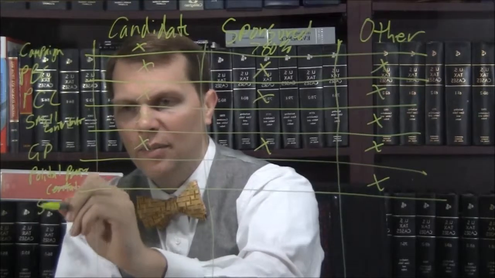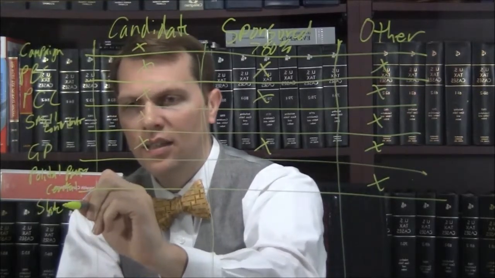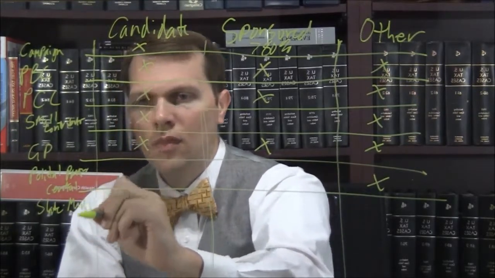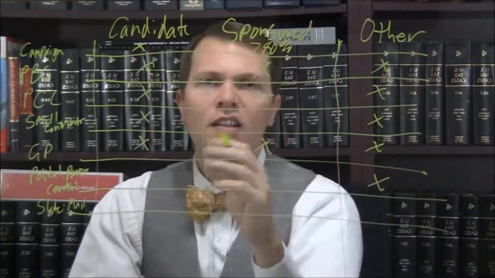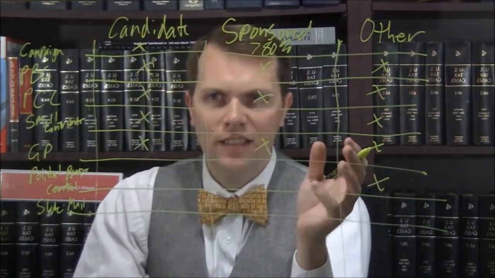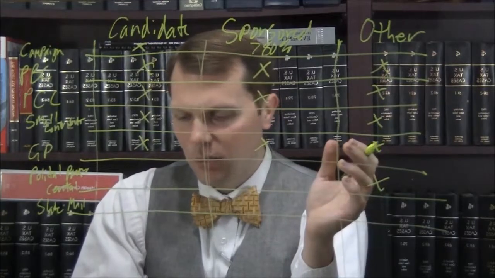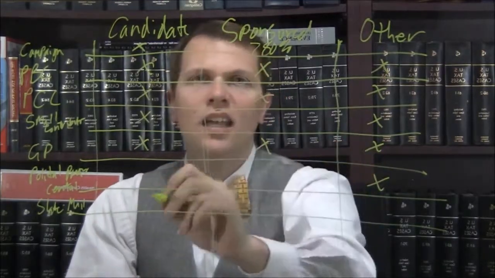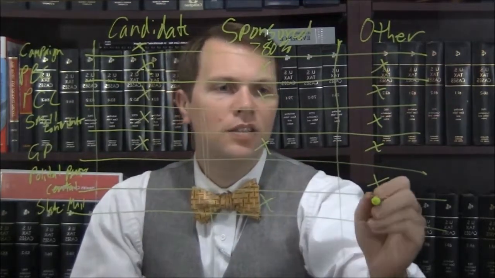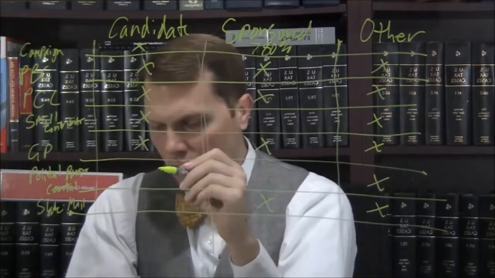Something that's a little less common is a slate mailer committee. And these are committees that all they do is send out mass mailings, and they have their own set of reporting and restrictions. They cannot be candidate controlled, they can be sponsored, and they can be non-sponsored.